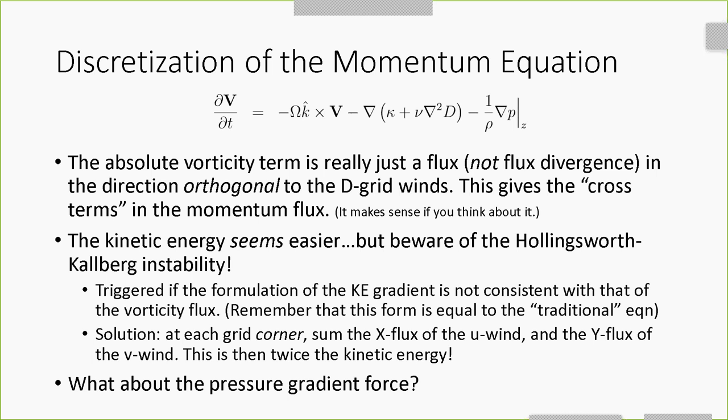And it turns out that what was going on is that they were computing the most trivial computation of kinetic energy, and that was inconsistent with the way they were computing the vorticity flux. And that was what was creating the instability. If you remember that the original form of these equations was in the momentum form, we have the u du/dx, u du/dy, v dv/dy, and so on.